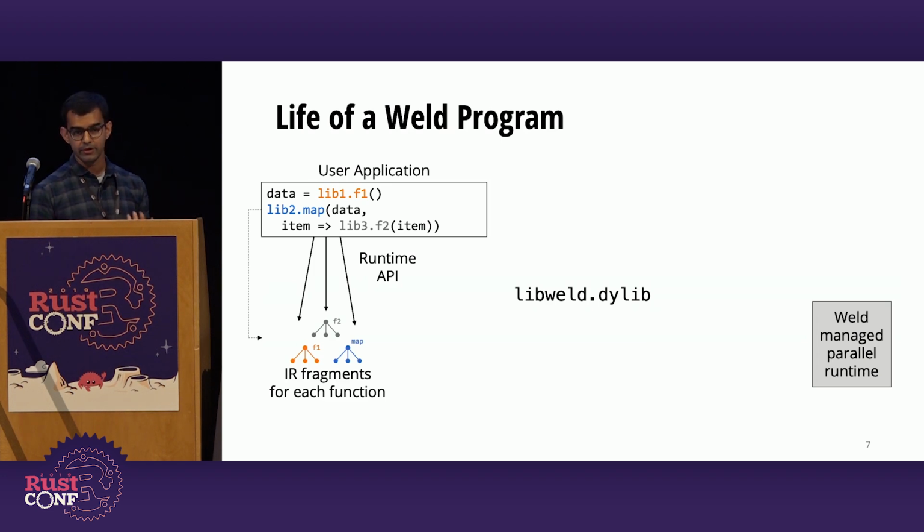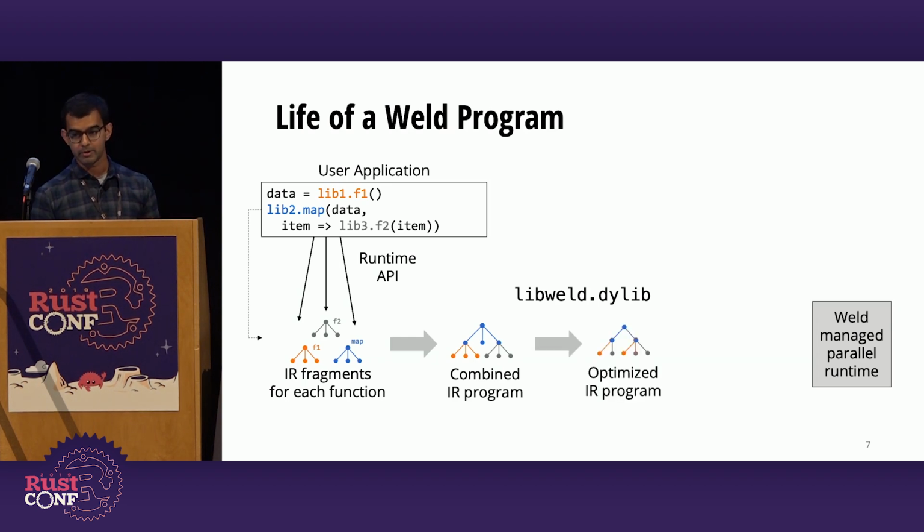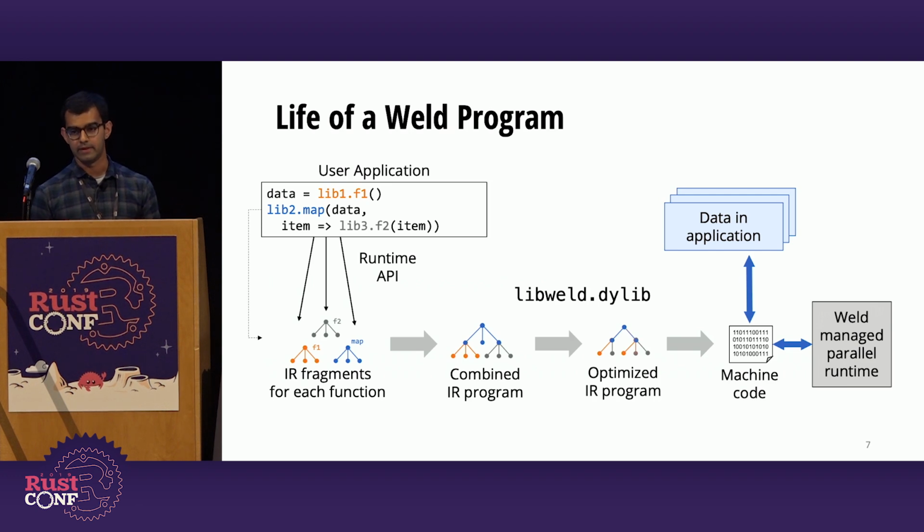When you actually want to evaluate this, so this might be when you want to print something to the screen or send it over the network or whatever, the runtime will figure out that there are these data dependencies between these lazy computations, and it'll combine them into a single program, and then it'll fire up the optimizer, optimize that program, and then JIT some code. And that's what the data in your application actually interacts with. And then there's also this managed parallel runtime that hooks into this thing, because we're actually generating code that's meant to be run in parallel. So there needs to be a runtime to do things like scheduling and task management and memory management and all that good stuff.